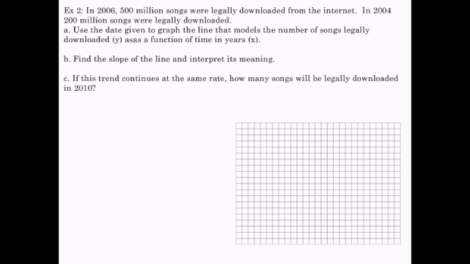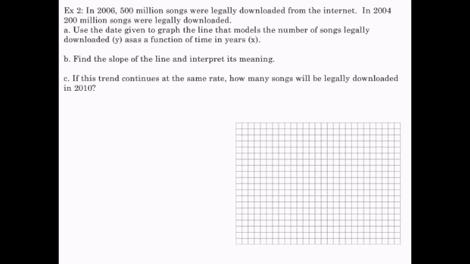Use the data given, not the date given, to graph the line that models the number of songs. Okay, anyway, we've got time, years. Again, time is x.